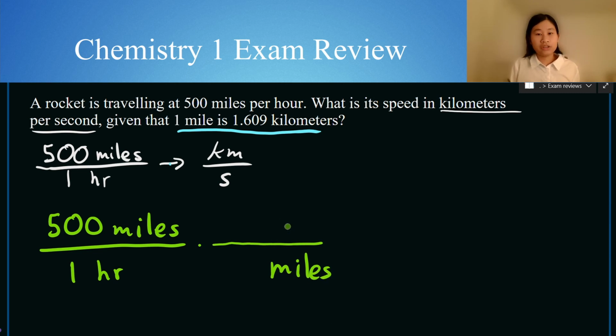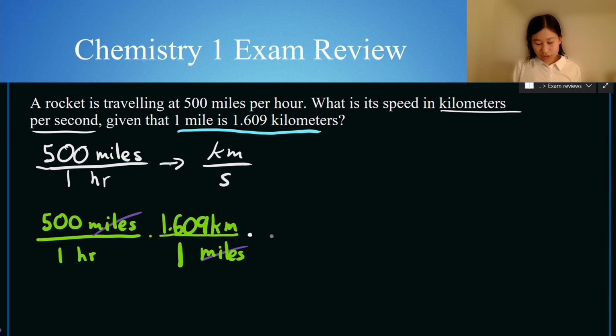And what am I converting to? Well, I'm converting to kilometers. So I'll put kilometers on the top. All right, now I will put the numbers here. Now I will use what the question says. So 1 mile is going to be equivalent to about 1.609 kilometers. As you know, miles on top, miles on the bottom, you get to cancel them out.